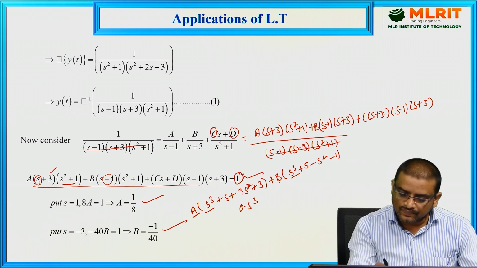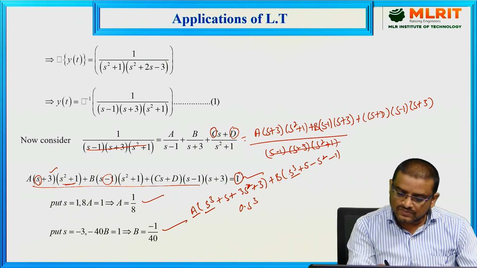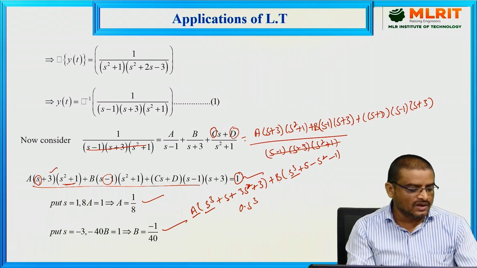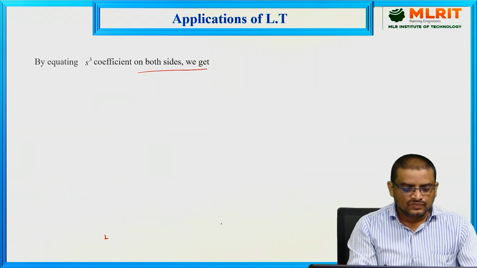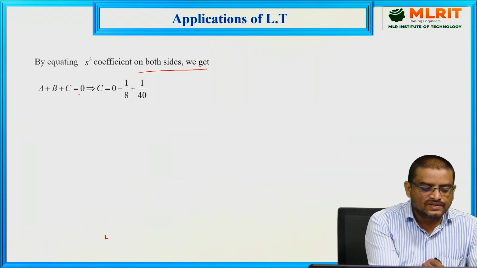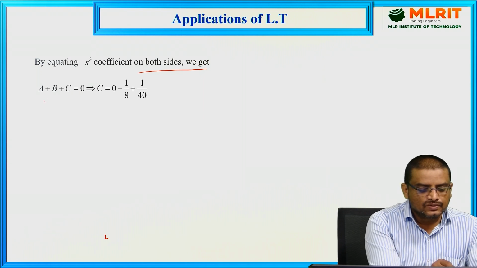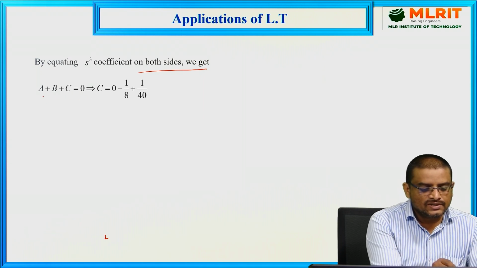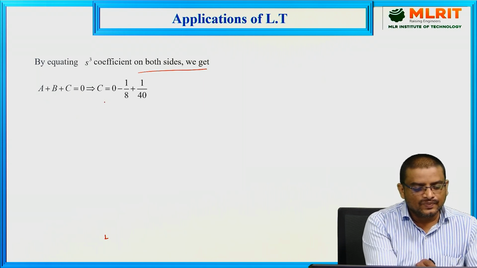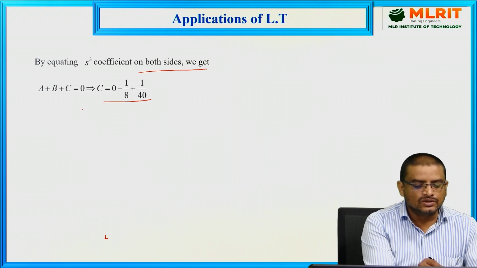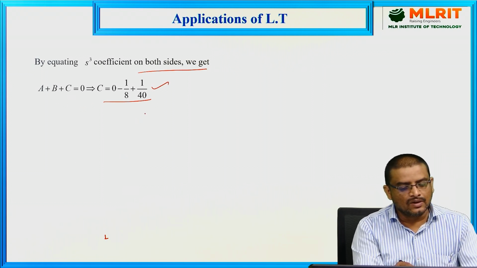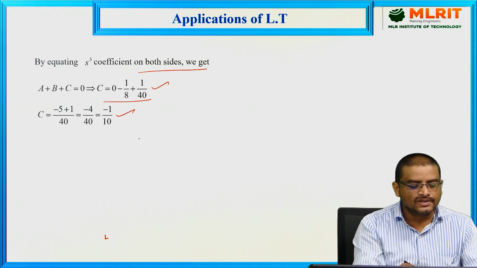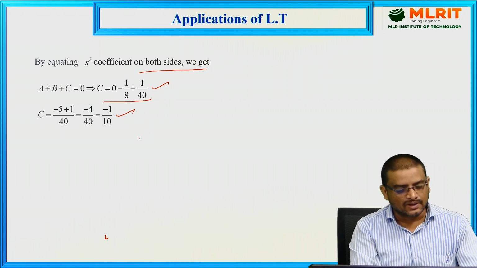Suppose any term is missing, either a s cube term is missing here, we can consider that coefficient of s cube is 0. So now coefficient of s cube is equal to 0. So now we know the value of A and B, so C is equal to minus A minus B. Replace that A value, B value here, and simplify, you will get C is equal to minus 1 by 10.